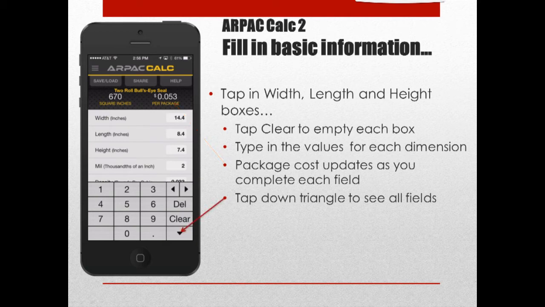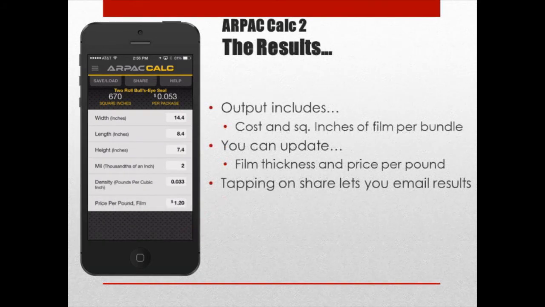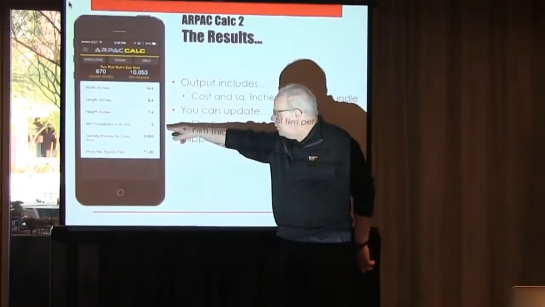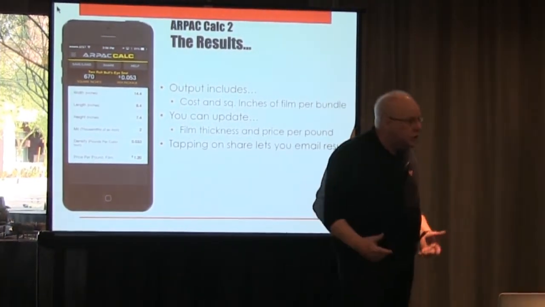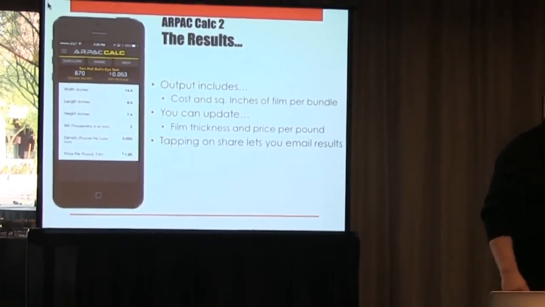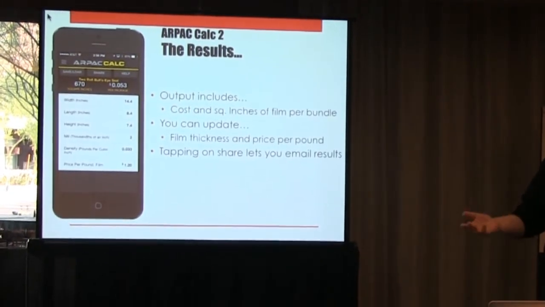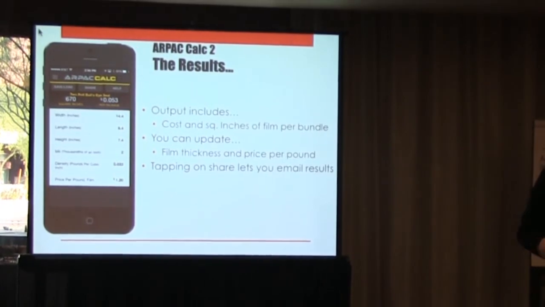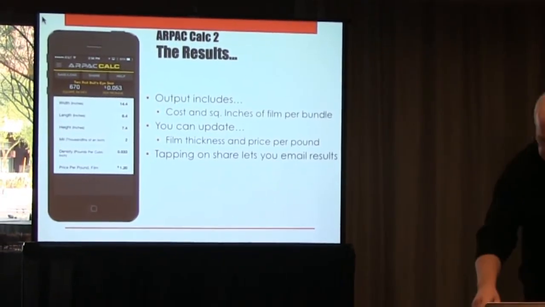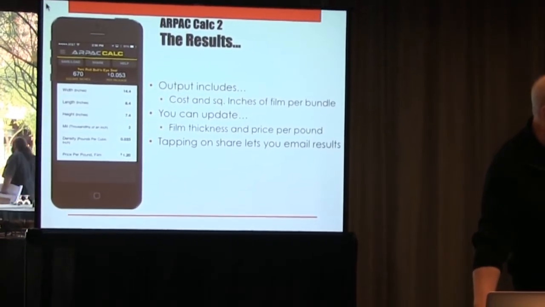And if you tap that little down arrow button at the bottom there, you can see all the information for that calculation. So that you already filled in the height, width, and length. There are default values in for film thickness and density and price per pound. You can change those. If the customer specifically has information on what they're paying for film, etc., you can update those. But the default values give you a quick answer.